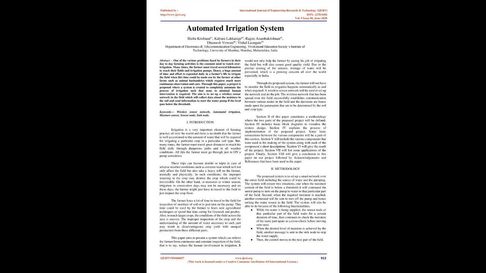Section 2 of this paper constitutes a methodology where the two parts of the proposed project will be defined. Section 3 includes basic block diagrams to visualize the system design. Section 4 explains the process of implementation of the proposed project. Some basic connections between the various components will be a part of this section. Section 5 will include the various components that were used in the making of the system along with each of the components' short descriptions. Section 6 will give the result of the project. Section 7 will list some applications of the project. Finally, Section 8 will give a conclusion to this paper on our project, followed by acknowledgments and references that have been used in the paper.